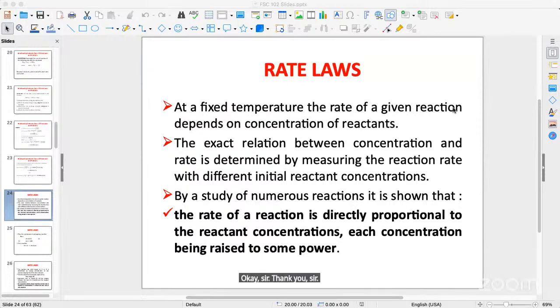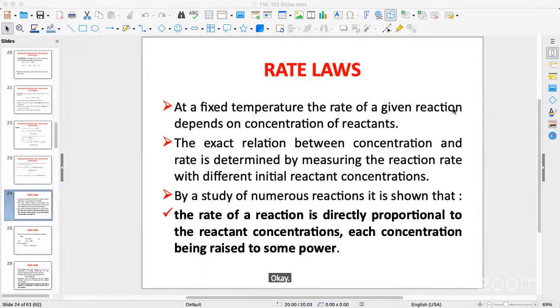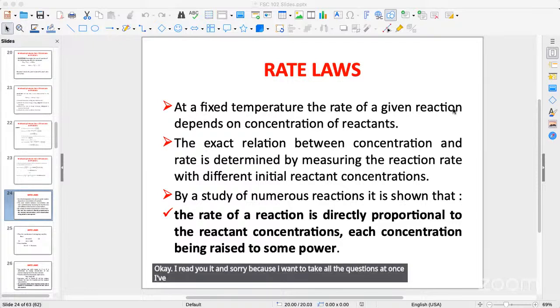Yes, sir, I want you to help re-explain the part where you distinguish between average rate, instantaneous rate, and initial rate. The difference between the 3, sir. Okay. Sorry, because I want to take all the questions at once. Average rate, instantaneous rate. Okay.